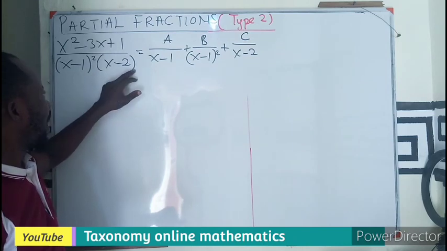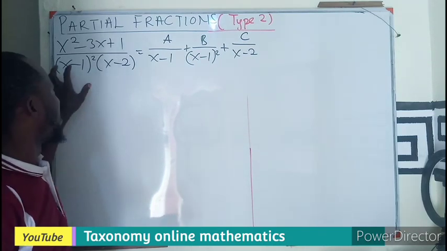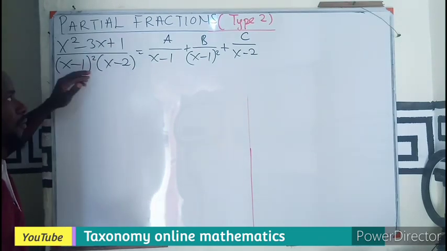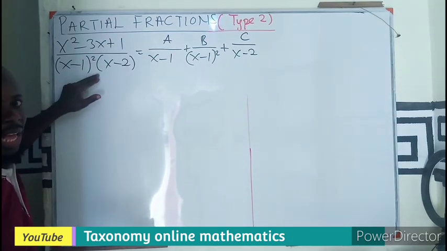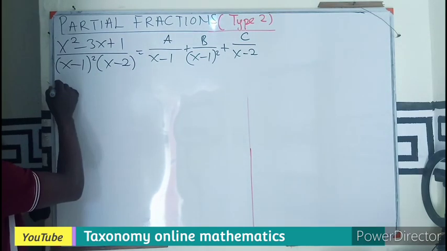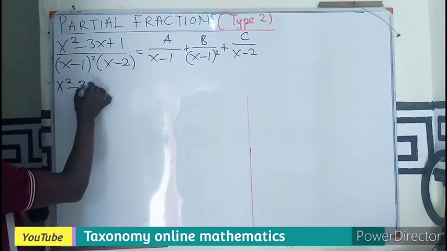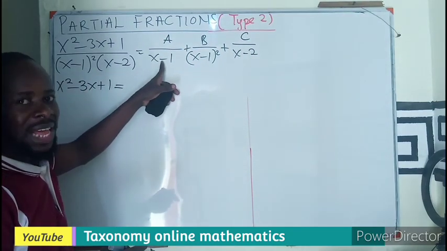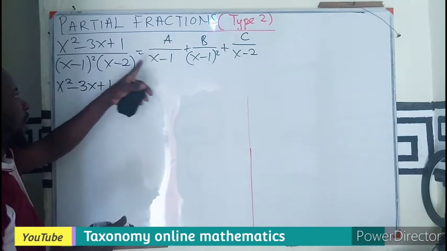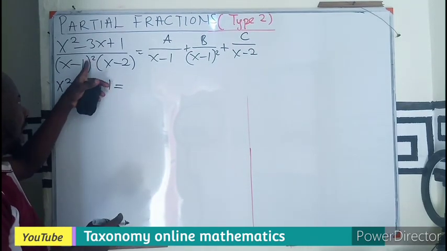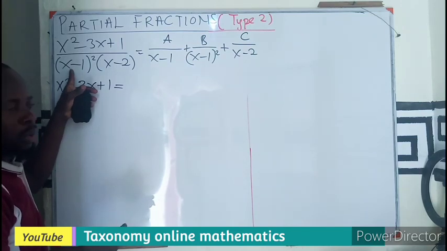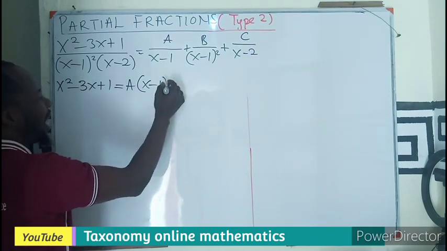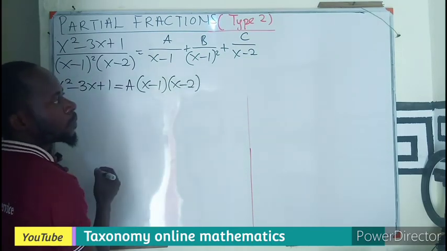We multiply through by the LCM or the LCD, which will still be the same thing. So if I multiply this by itself, don't forget the numerator will cancel the denominator. So I'll be left with only x squared minus 3x plus 1. Then this is a factor. When this is multiplying, it will cancel the square, leaving only 1 in the bracket because this is double. So I'll be left with a into bracket x minus 1 and x minus 2.